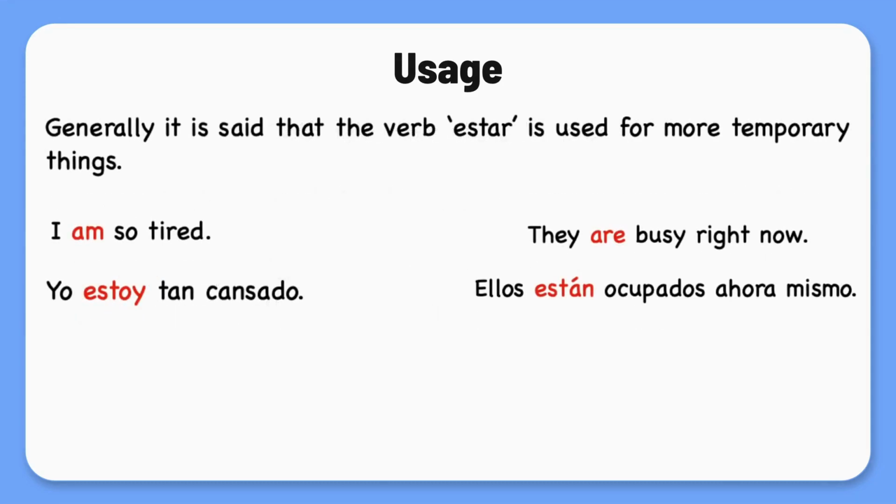In contrast, it is generally said that we use the verb estar for more temporary things. I am so tired. They are busy right now. Yo estoy tan cansado. Ellos están ocupados ahora mismo. These cases explain situations that are not permanent. I am so tired, yes, right now, but in the future I will not be tired. After I rest, I will not be tired. It's not a permanent condition. So, because it's temporary, I use the verb estar.